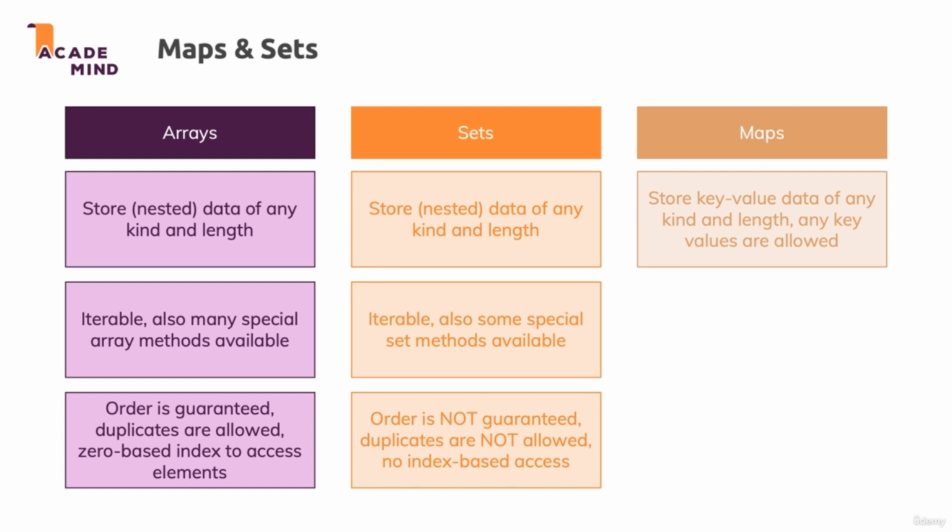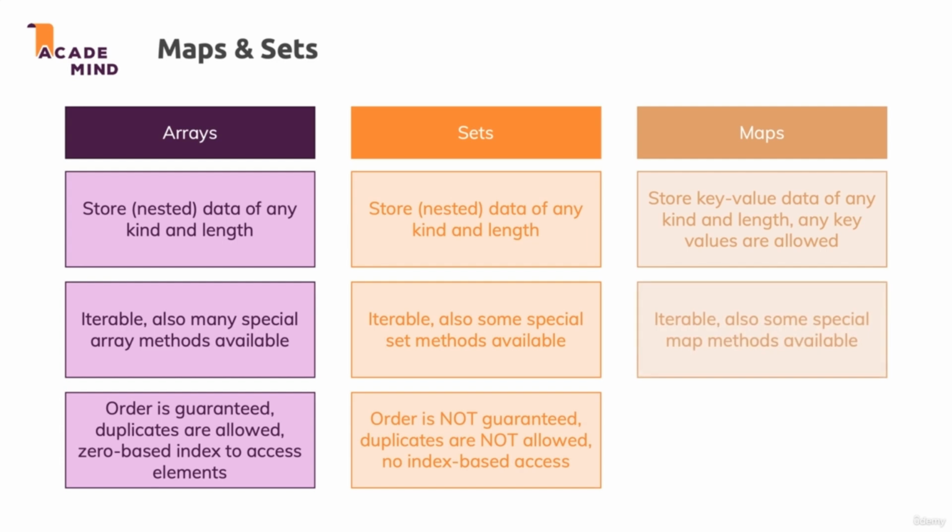Now, maps are yet another data container where you store key value data of any kind and length. That's a bit like an object where you also have key value data. One important difference is that in an object, you may only have strings or numbers as keys, or symbols, but we haven't learned about those yet. In maps, you can use anything as a key. You can have an array as a key, you can have another object as a key, and that offers you more flexibility. It's an iterable with some special map methods, but not with the array methods.